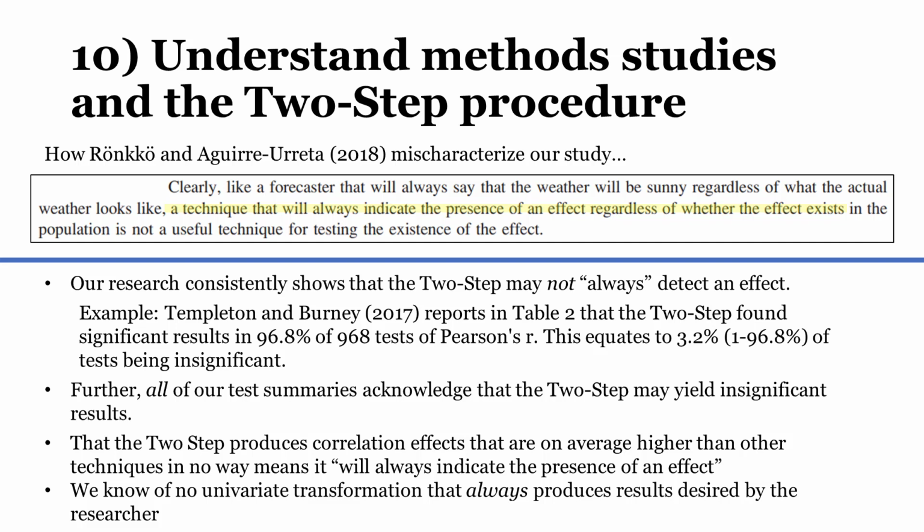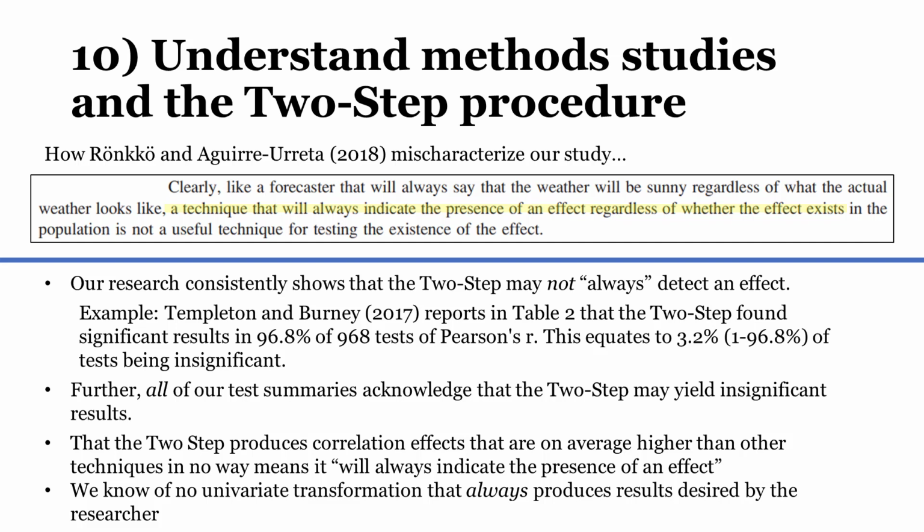Close quote. But our research consistently shows that the two-step may not always detect an effect. For example, if you look at Table 2 in our study, the two-step resulted in significant results in 96.8% of the tests performed using Pearson's correlation coefficient. In this example, 3.2% of the tests were insignificant. This is one way our study acknowledged that the two-step varies in its results.